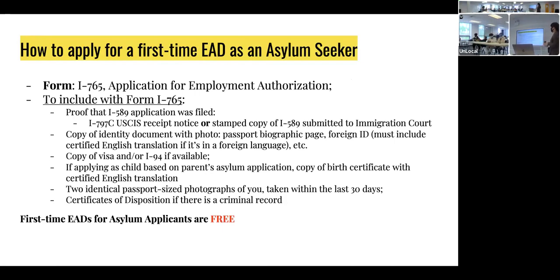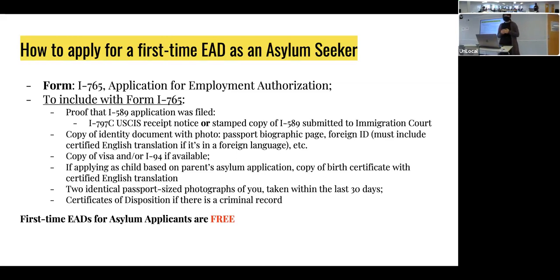All right, so we're going to go over how to apply for a work permit as an asylum seeker. And this information is specifically for the first time you apply for a work permit. So the way that you apply for one is with what's called an I-765, the application for employment authorization. We're going to go over what exactly you need to put down in an I-765.